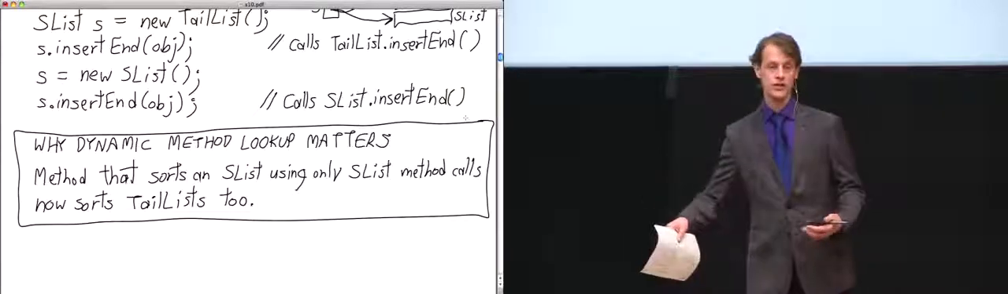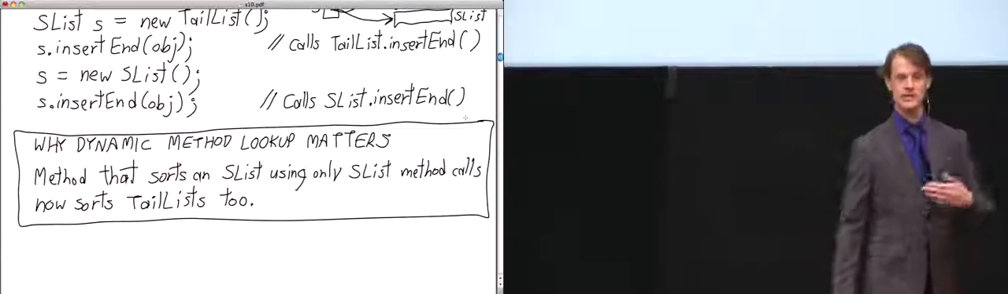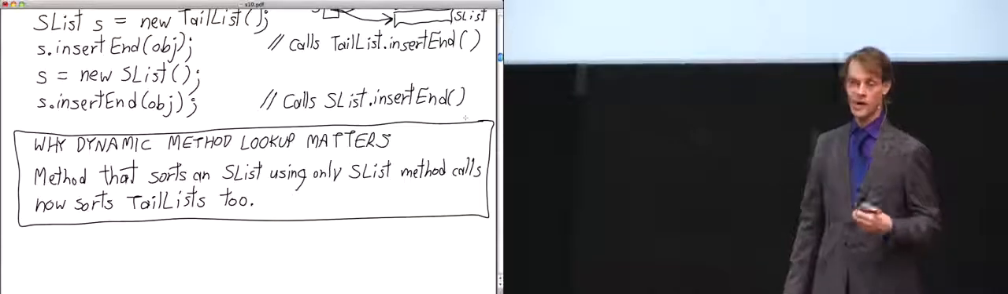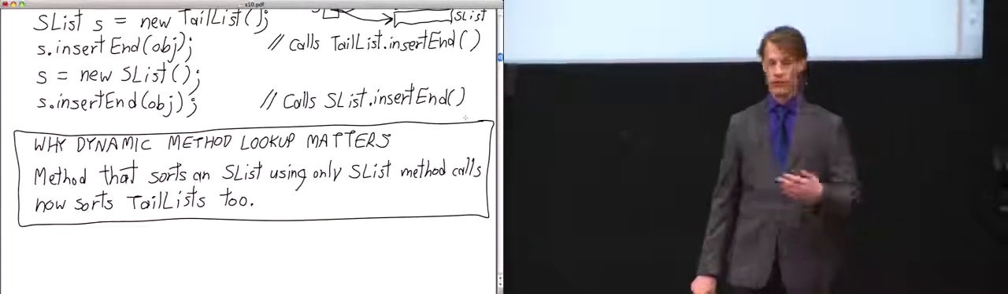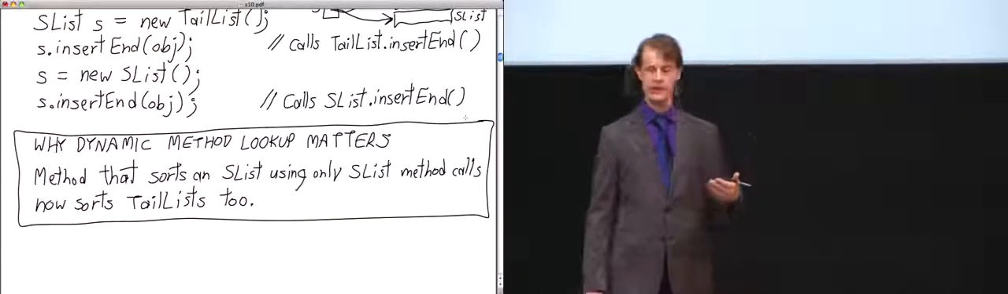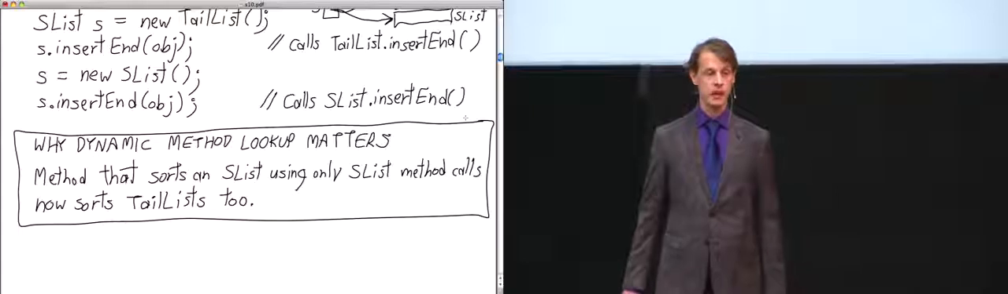So object orientation is a way of trying to make different classes that can substitute for each other as easily as possible, including ones that haven't been written yet. So that when you write your tail list, you can replace all your S-lists with tail lists with as little effort as possible. Any questions about any of that?